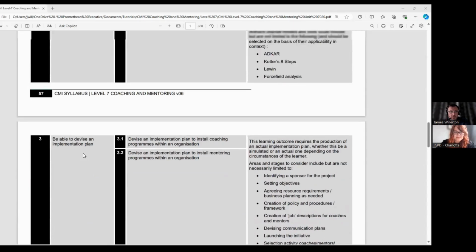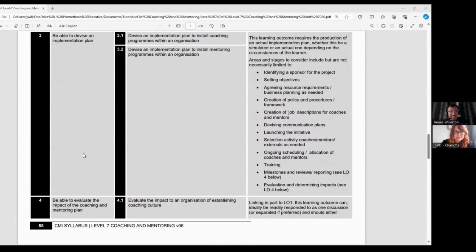We're now going to move on to learning outcome 3. Again, I think this is where we have a lower referral rate. Normally, this is one where people find it a little bit easier then. So here we're going to devise an implementation plan to install coaching programs and mentoring programs. So here, it's an implementation plan, like it says on the question.